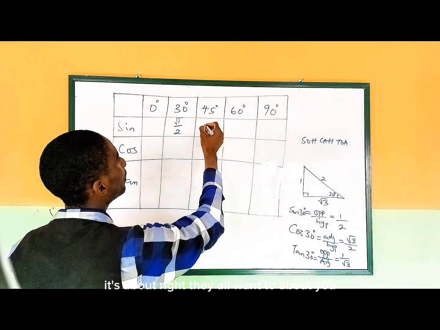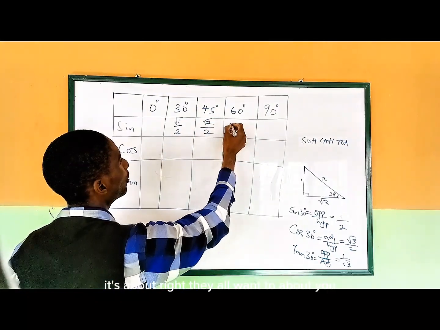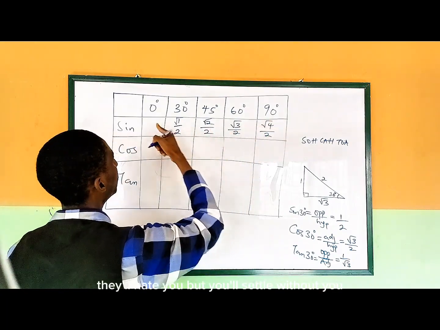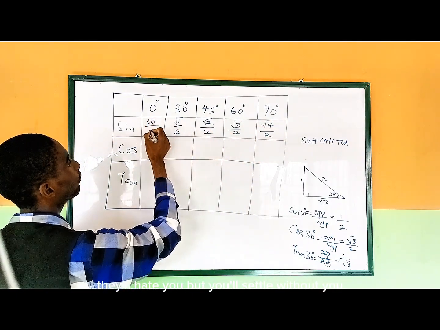Of that one, then you have root 2 over 2, root 3 over 2, root 4 over 2. Then here you put root 0 over 2.